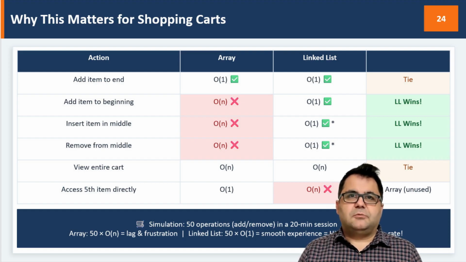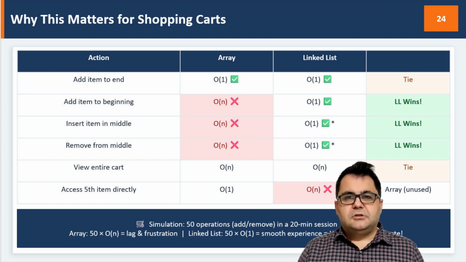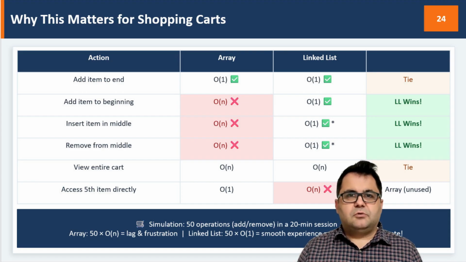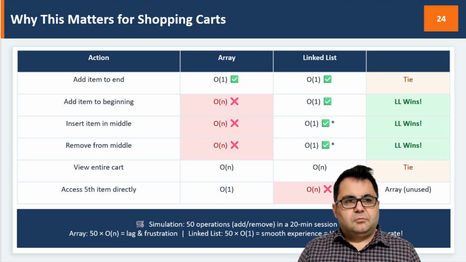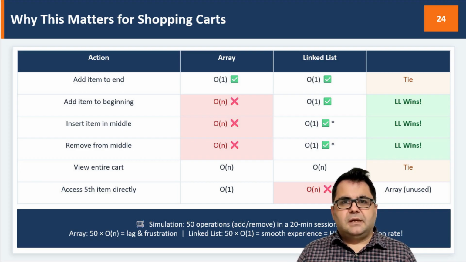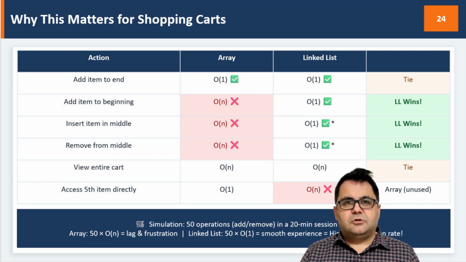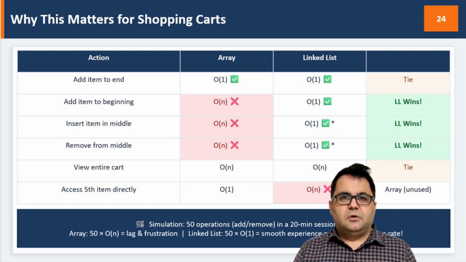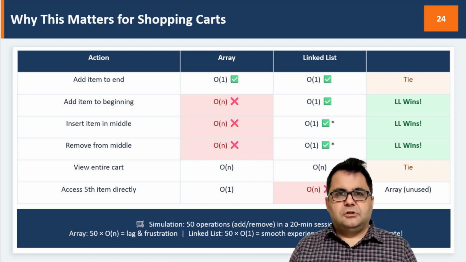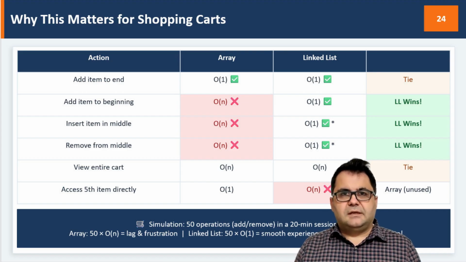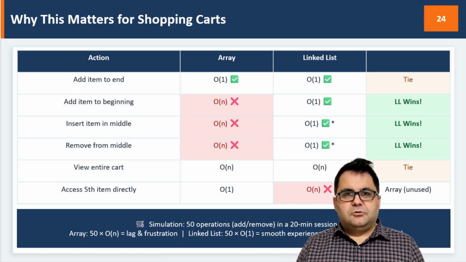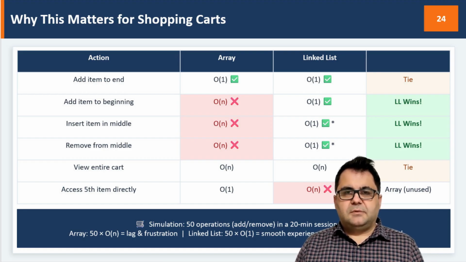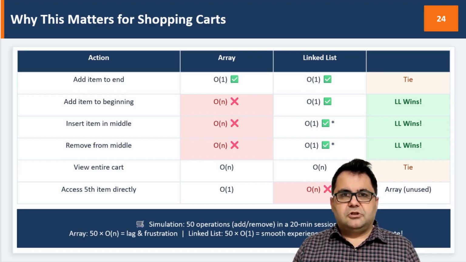Real user session simulation. 20-minute shopping session, user performs 50 operations, adding items, removing items, reordering. With array, 50 times O(n) equals very slow. User notices lag between clicks. With linked list, 50 times O(1) equals fast, smooth experience. Business impact, faster means better user experience, means higher conversion rate, means more revenue. This is why companies like Amazon use linked lists for shopping carts.